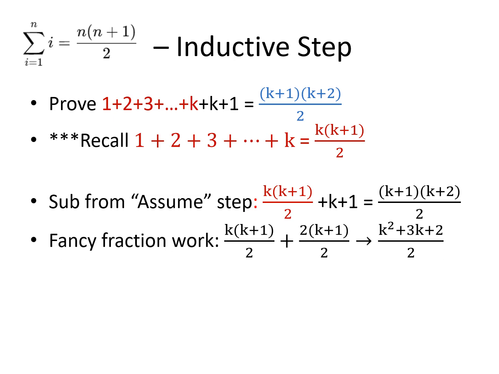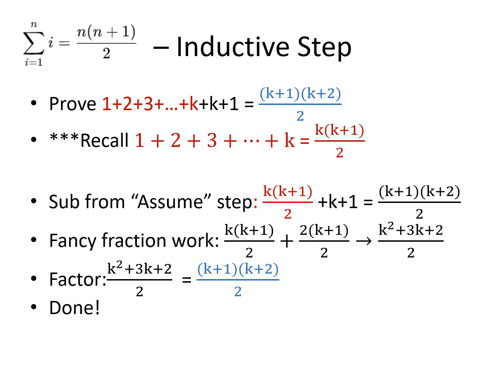So now we're going to do some fancy fraction work, find a common denominator, and then with some distribution, we find k squared plus 3k plus 2, but we know that that's factorable, so let's factor that numerator. So that means that we have k plus 1, that quantity, times the quantity k plus 2, all over 2, which is exactly the thing that we were trying to prove in the first place. So now the blue things match, and we are done.